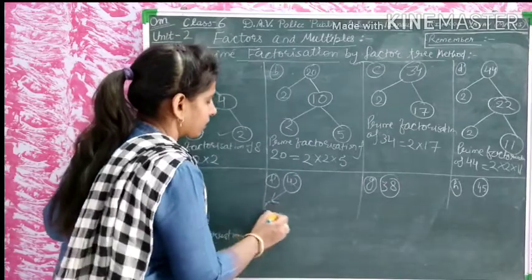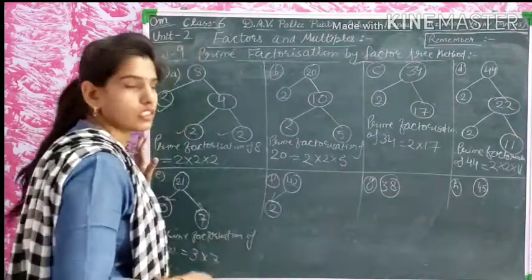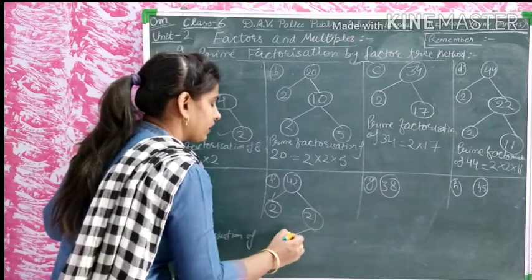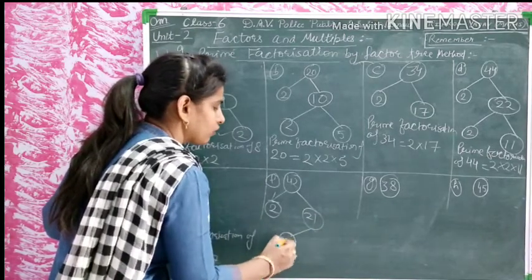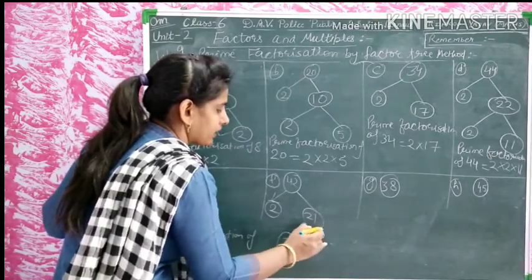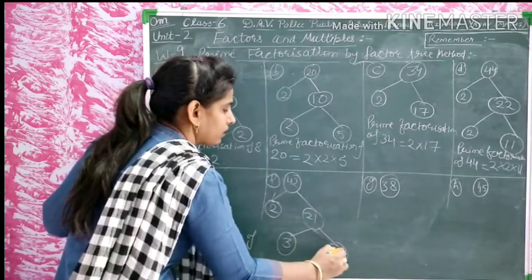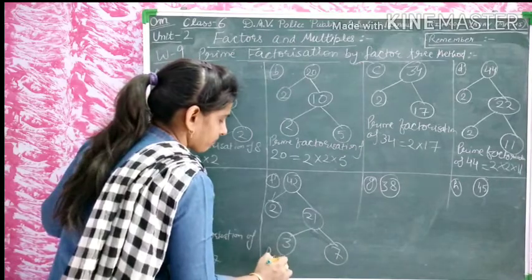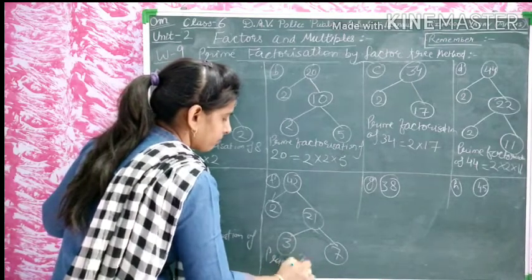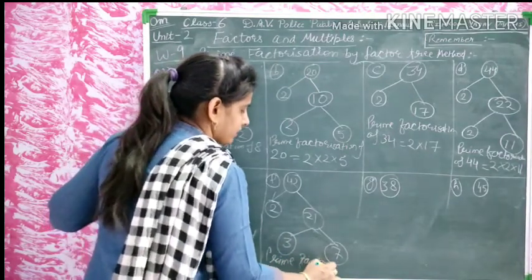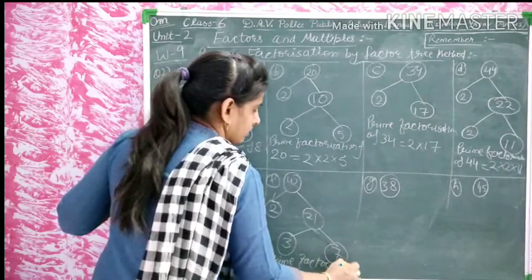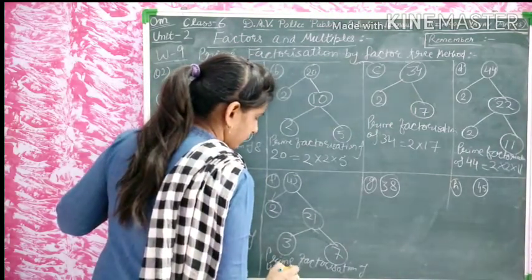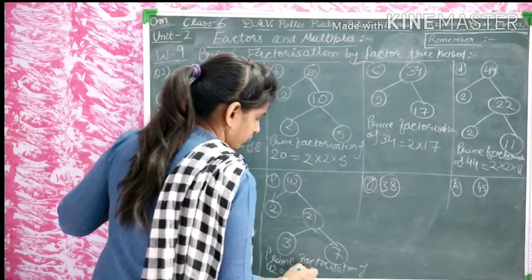There is the number 2 here which divides it, and we get the number 21. Now again this is divided by 3, not divided by 2, and we will get in the next step the number 7. These are the prime factors. So prime factorization of 42 is equal to 2 into 3 into 7.